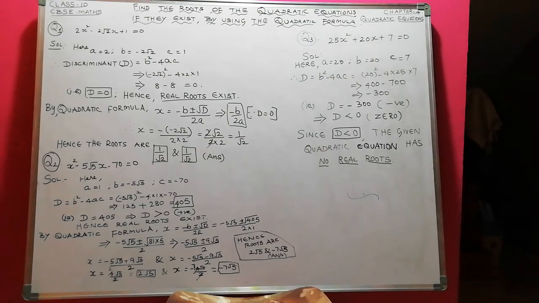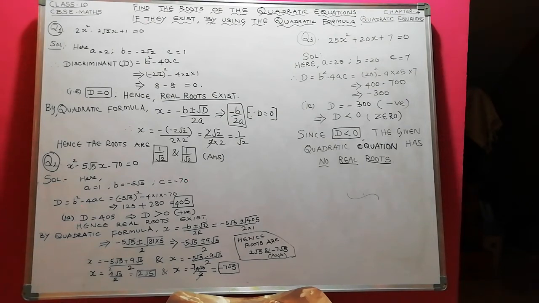Now let us move on to the second question: x squared minus 5 root 5 x minus 70 equal to 0. Similarly, as you have done in the previous question, here also we have to list down a, b, c. a equal to 1, b equal to minus 5 root 5 and c equal to minus 70.